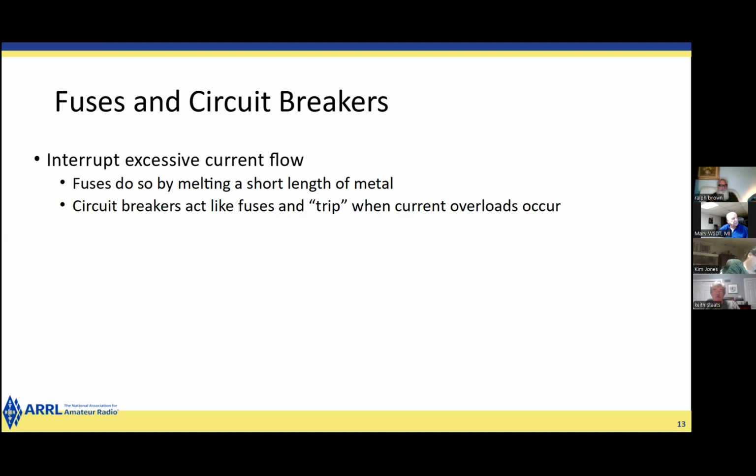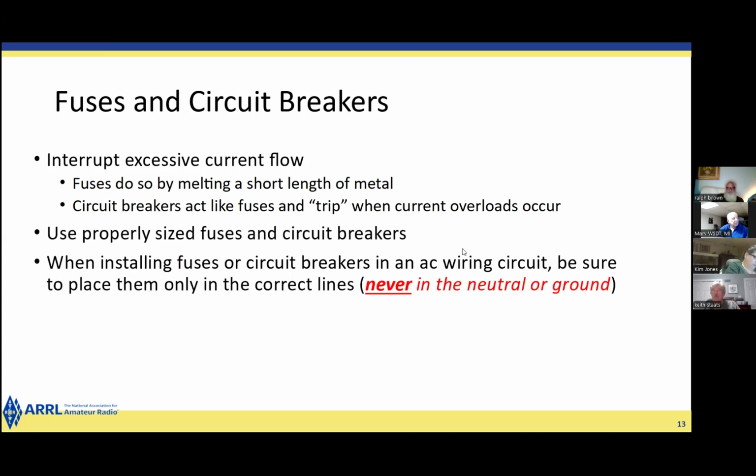Fuses and circuit breakers. Fuses do so by melting a short strip of metal. And circuit breakers act like fuses and trip when current overloads occur. Make sure that you're using properly sized fuses and circuit breakers. Don't shortcut this. It's not a smart thing to do.